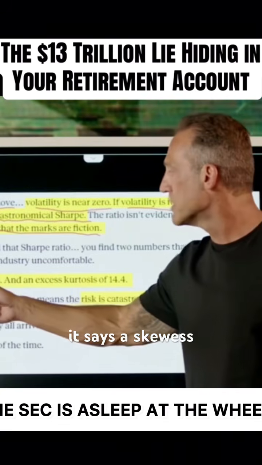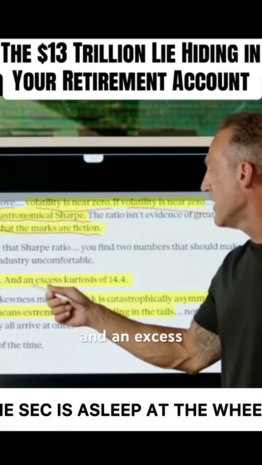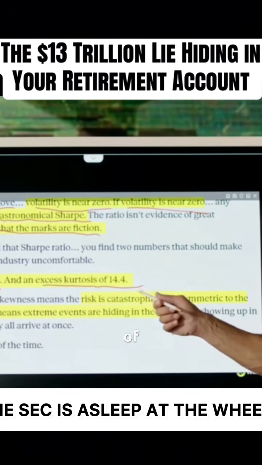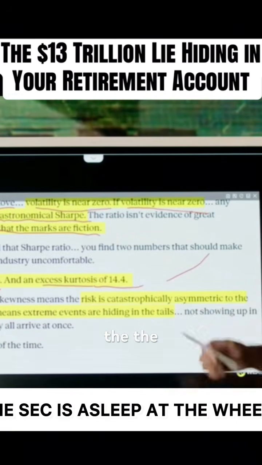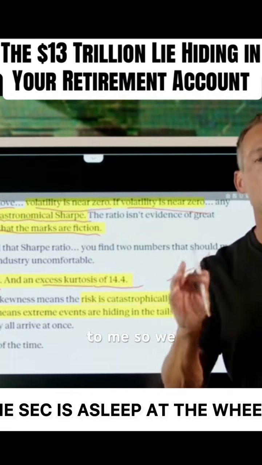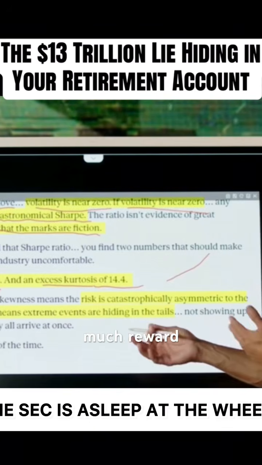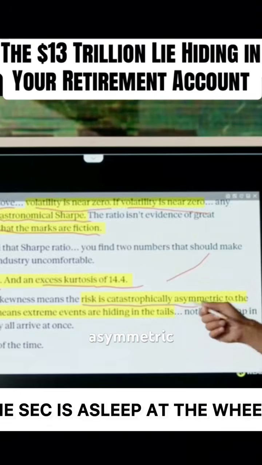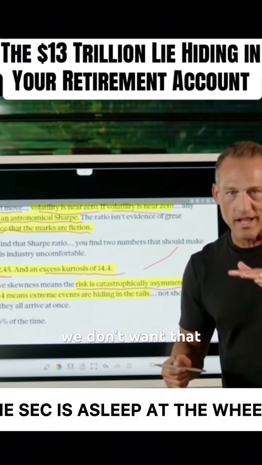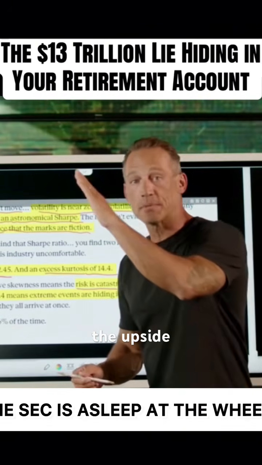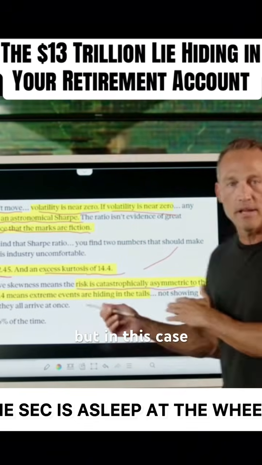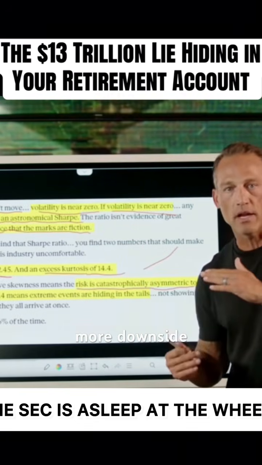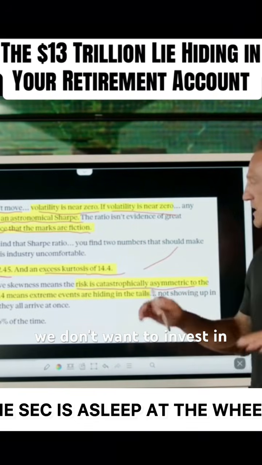It says a skewness of a negative 2.45 and an excess kurtosis of 14.4. So this is measuring the Sharpe ratio, so we understand how much risk and how much reward profile we have. It says risk is catastrophically asymmetric to the downside. We don't want that. We want asymmetric to the upside, meaning we have more upside than downside. But in this case, you have way more downside than upside. We don't want to invest in that stuff.